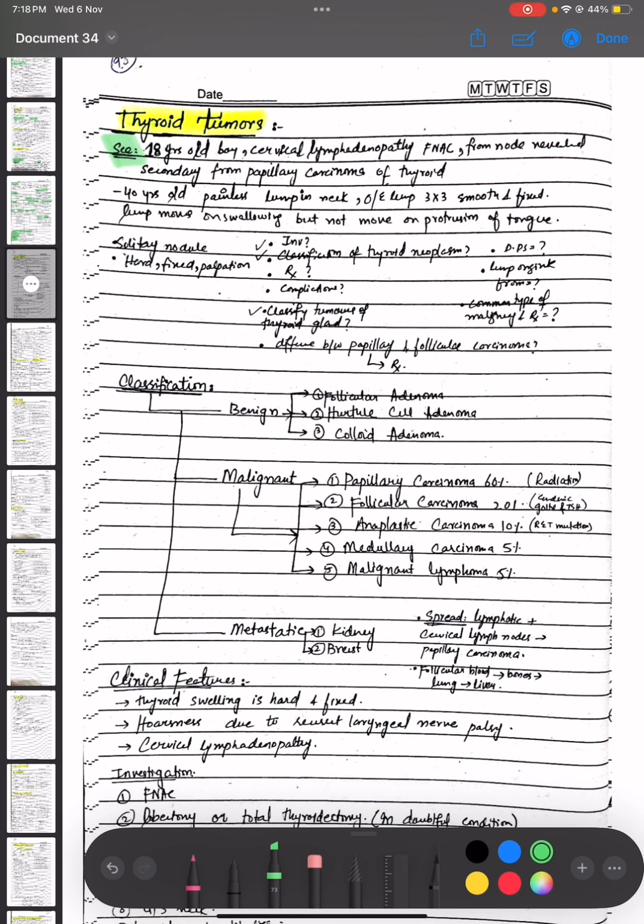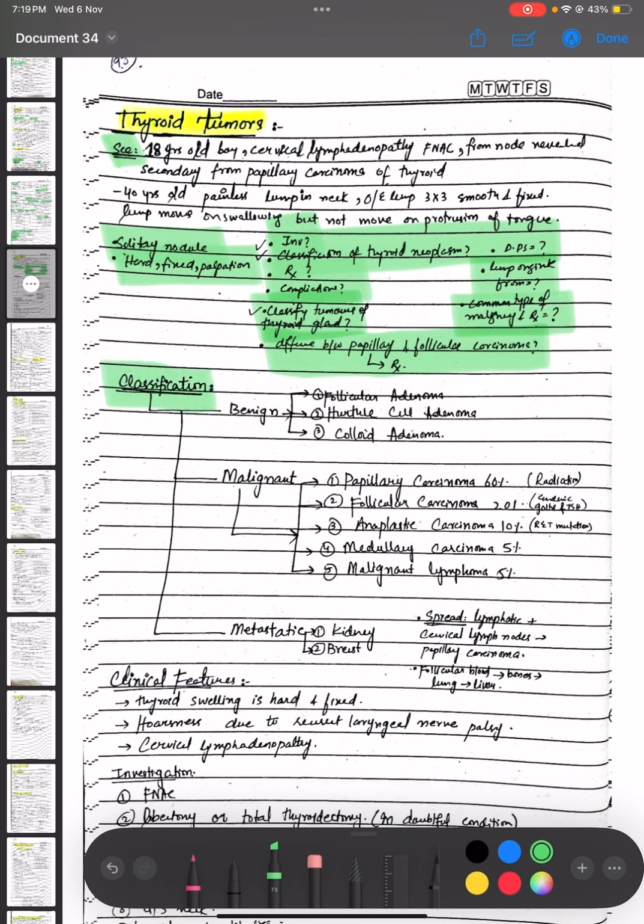So what are the investigations? What is the differential diagnosis? What are the classifications, the treatment, and the complications? Classify tumors of thyroid gland, which lump originates from where, the common type of malignancy and its treatment, and what are the differences between papillary and follicular carcinoma and the treatment options. The clinical features from which we identify thyroid tumors are that it will be a solitary nodule and it will be hard and fixed on palpation.